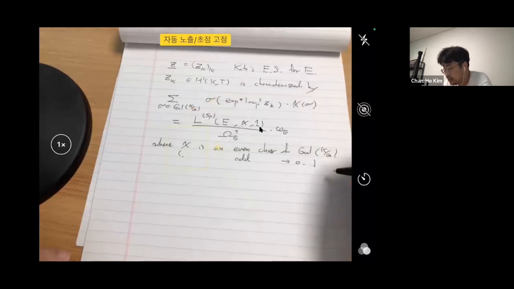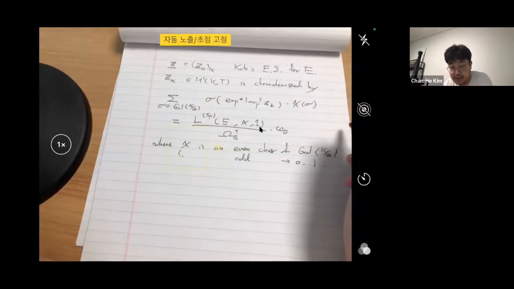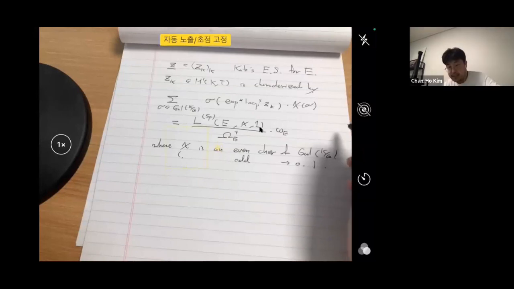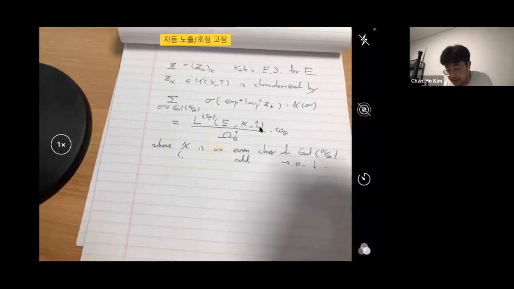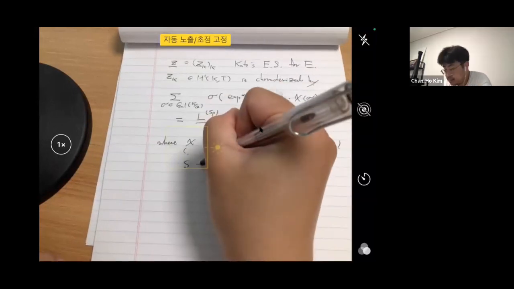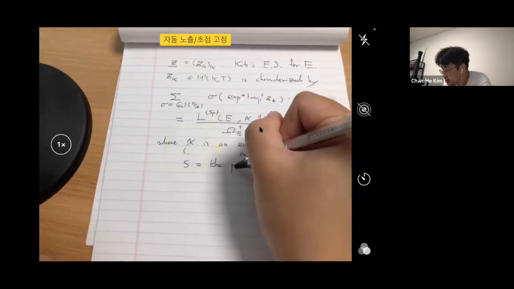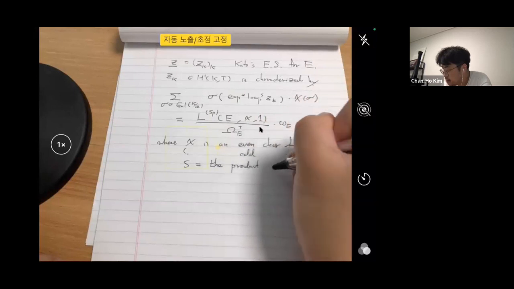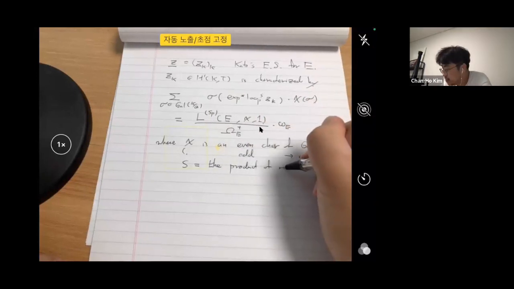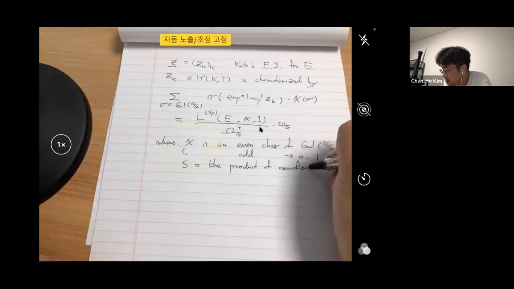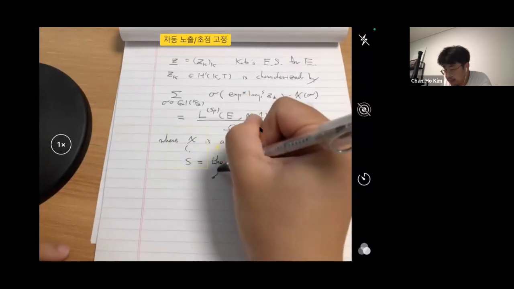So I will only consider the cyclotomic Z_p extension. And S is the product of all ramified primes in K over Q.